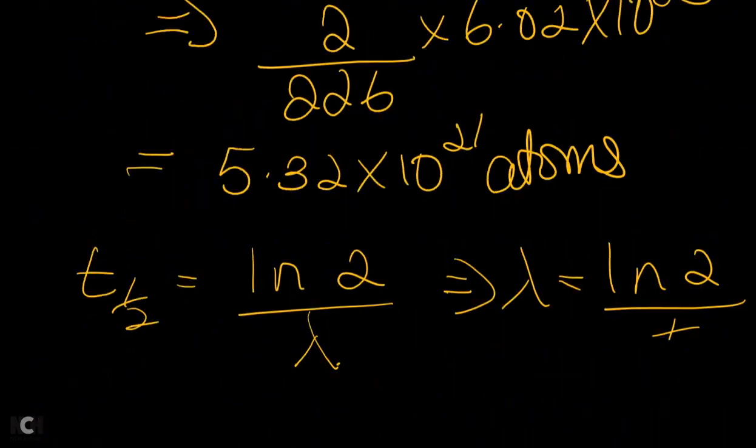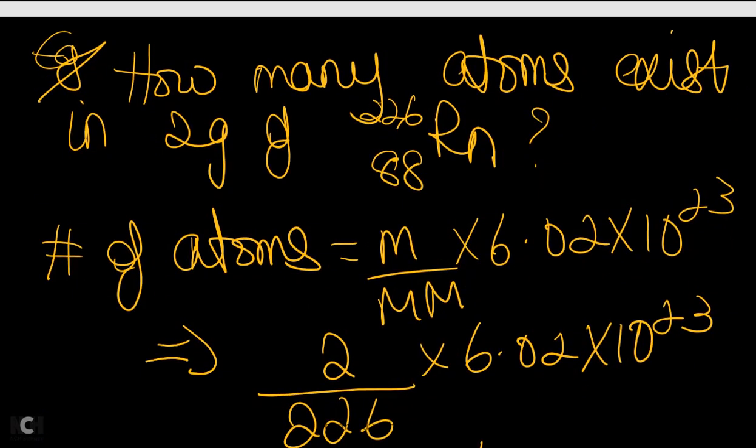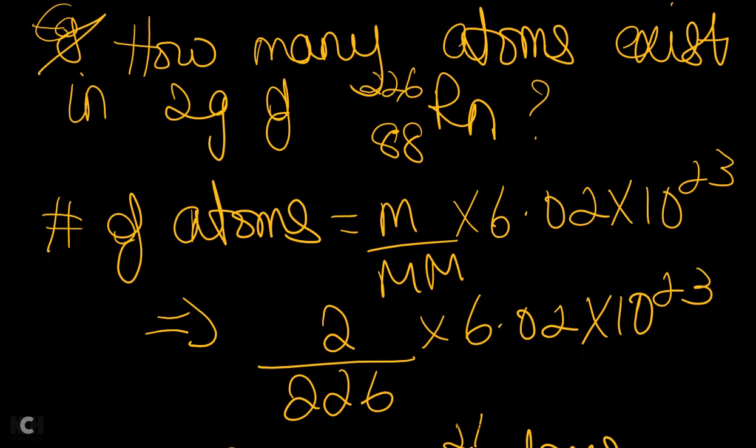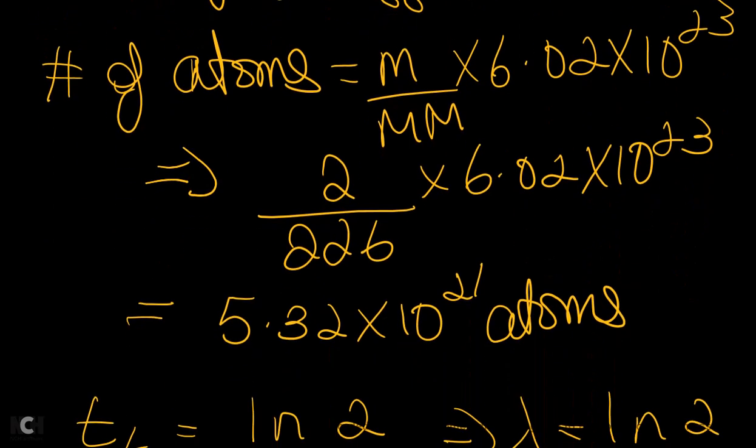All right, so let's look now at just two examples. The first one is how many atoms exist in 2 grams of radon, which has a mass number of 226 and atomic number of 88. So just like your chemistry calculations, to get the number of atoms is the number of moles by Avogadro's constant. To determine the number of moles, it is mass over molar mass. So that's 2 over 226 by Avogadro's constant. When I worked it down, I got 5.32 by 10 to the 21 atoms.